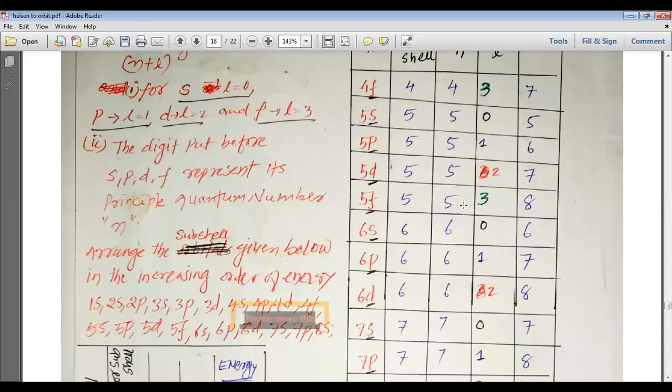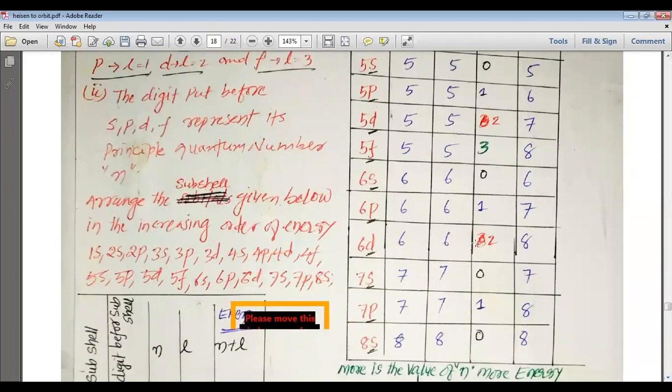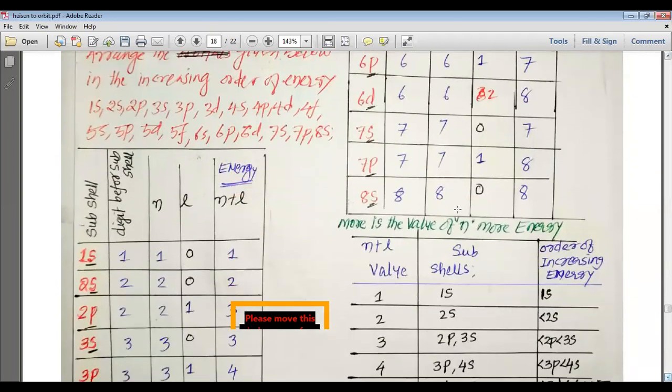For 5f we have 5 plus 3 is equal to 8. For 6s we have 6 plus 0 is equal to 6. For 6p we have 6 plus 1 is equal to 7. For 6d we have 6 plus 2 is equal to 8. For 7s we have 7 plus 0 is equal to 7. For 7p we have 7 plus 1 is equal to 8. For 8s we have 8 plus 0 is equal to 8.